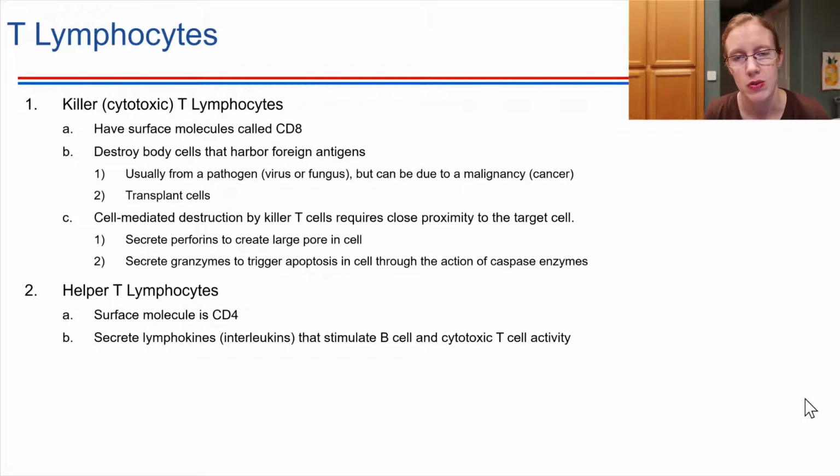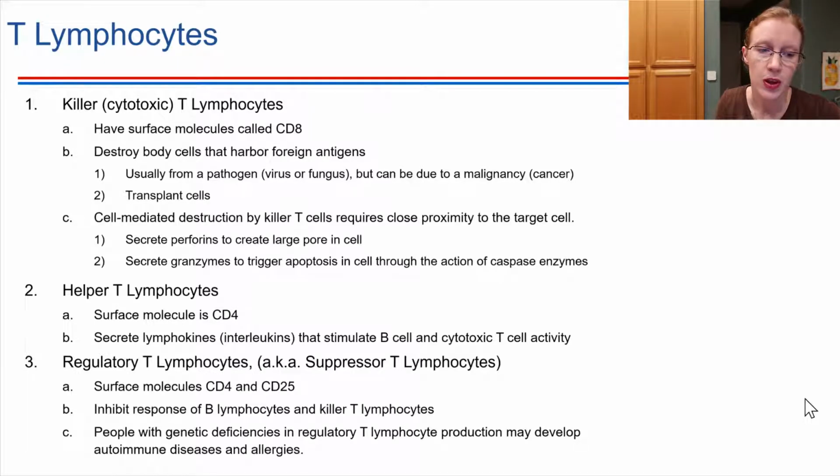And what those messenger molecules do is stimulate the B cells and the cytotoxic T cells, and they help to ramp up their activities. So those are helper T lymphocytes. Regulatory T lymphocytes, these used to always be called suppressor T lymphocytes. That's the older name for them. You'll see them called either one, depending on what source you read. These lymphocytes have a different set of surface molecules.